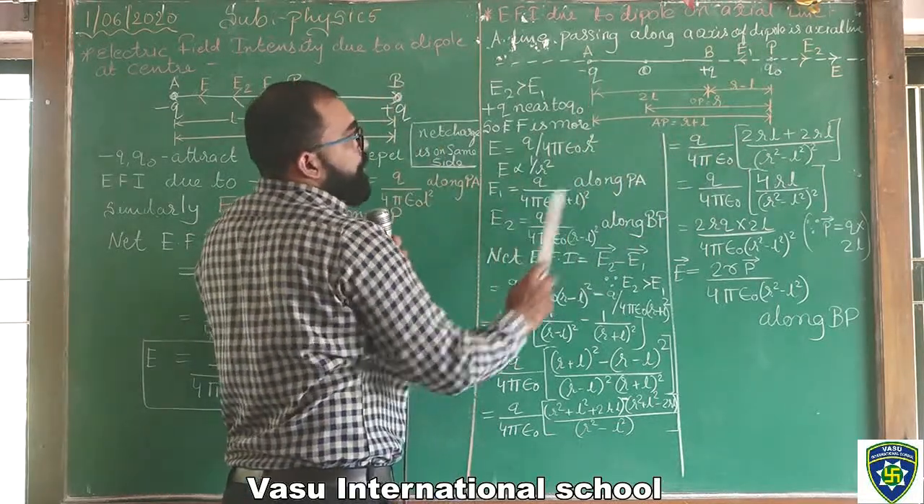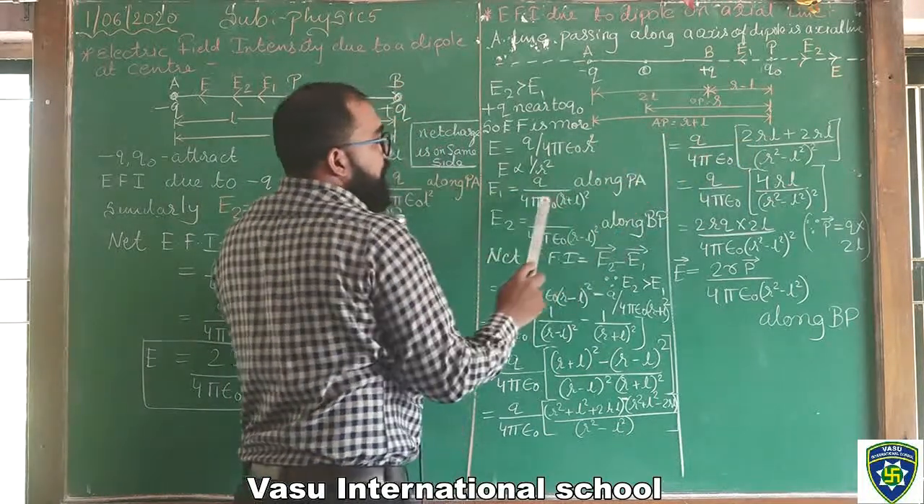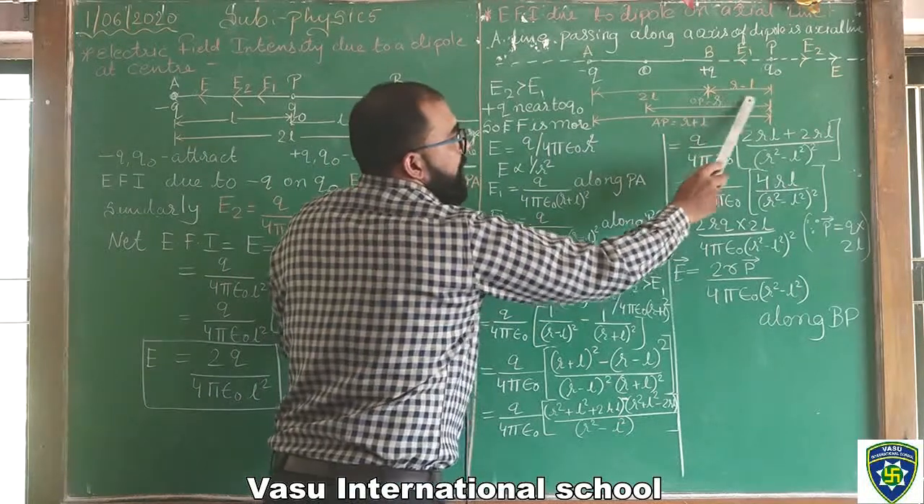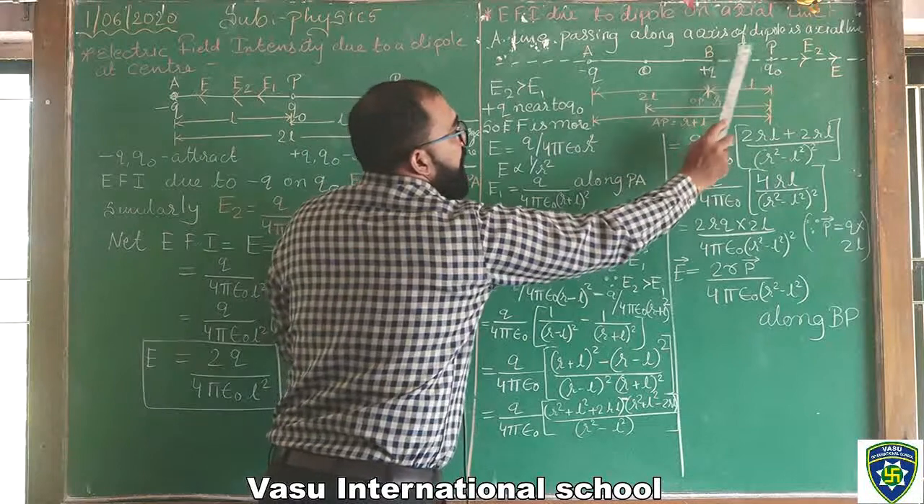Now second, E2. It is concerned with the plus Q charge. So for the plus Q charge, the distance is R minus L. So Q upon 4 pi epsilon 0 R minus L square, that is along BP.